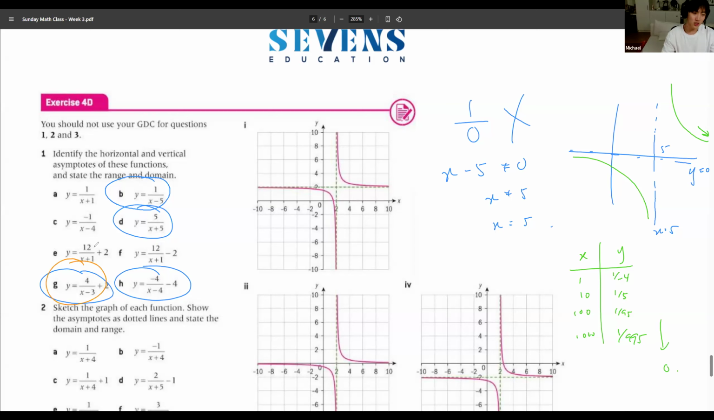You can try on G. G is different because this part goes to 0, but you have a +2. Oh, right. Remember? 3 is the horizontal shift, +2 is the vertical shift. It shifts your horizontal asymptote up. But that's another way to think about it.